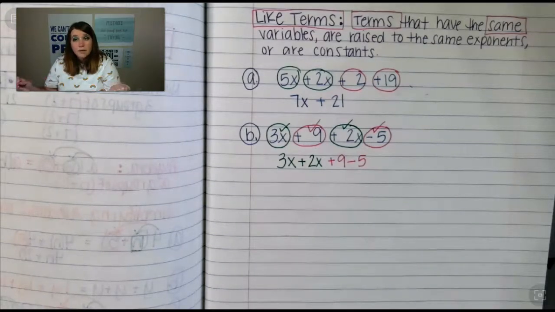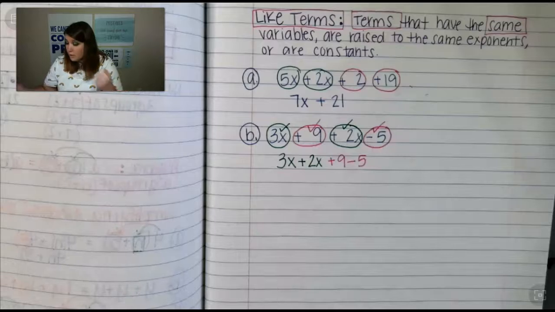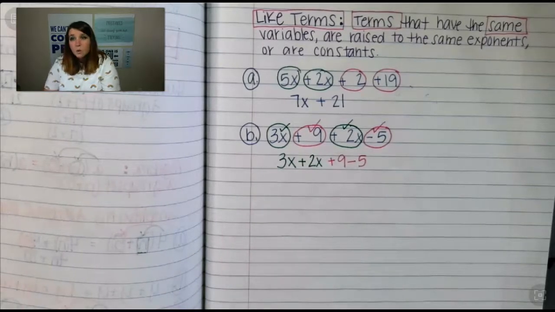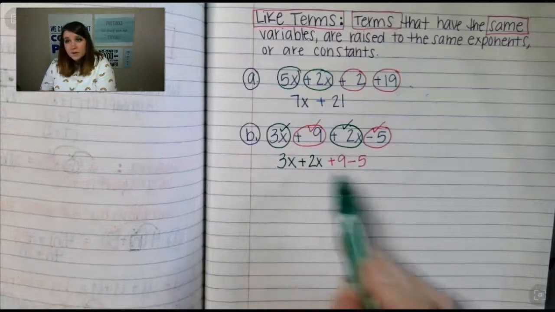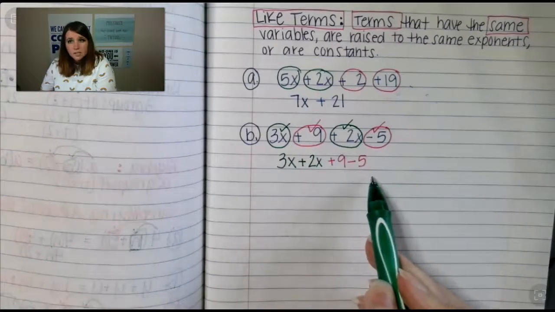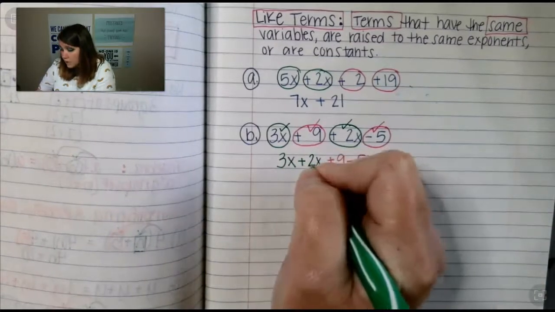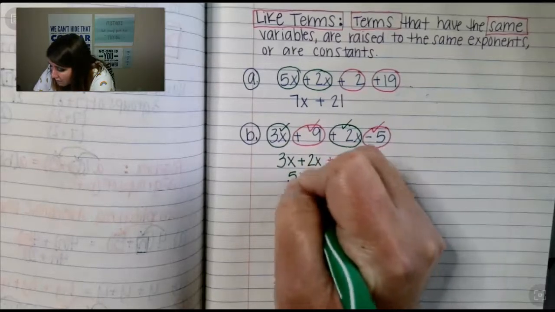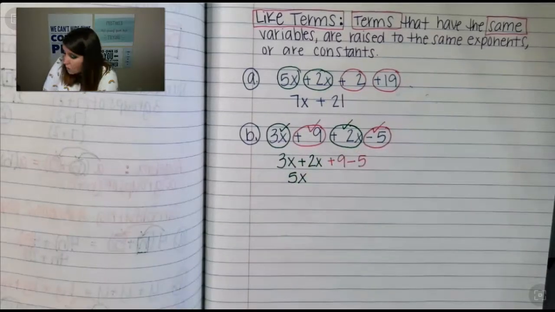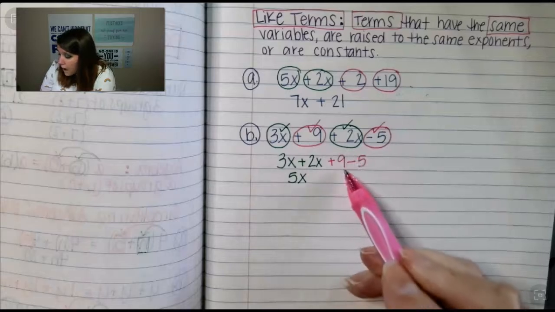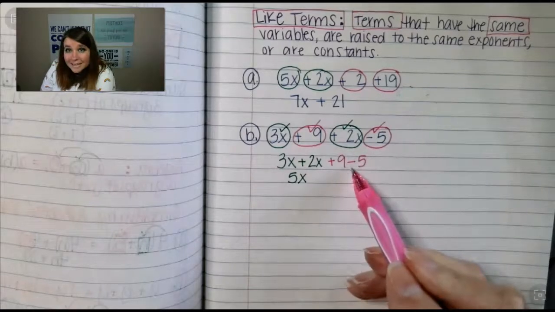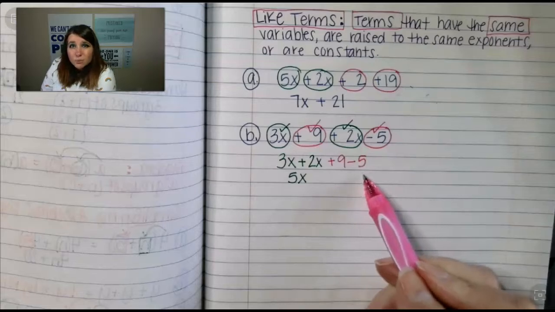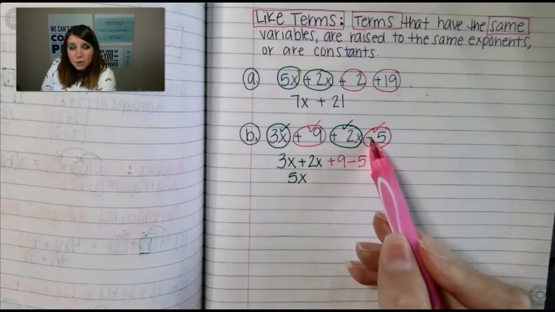Okay, now I'm ready to combine like terms. I'm ready to put together the things that are the same. My greens can go together, my pinks can go together. So all the x's together, all the constants together. 3 plus 2 is 5, so that tells me I have 5 x's. And now over here, I have 9 minus 5. So 9 minus 5. That's why it was really important to bring that subtraction sign down.